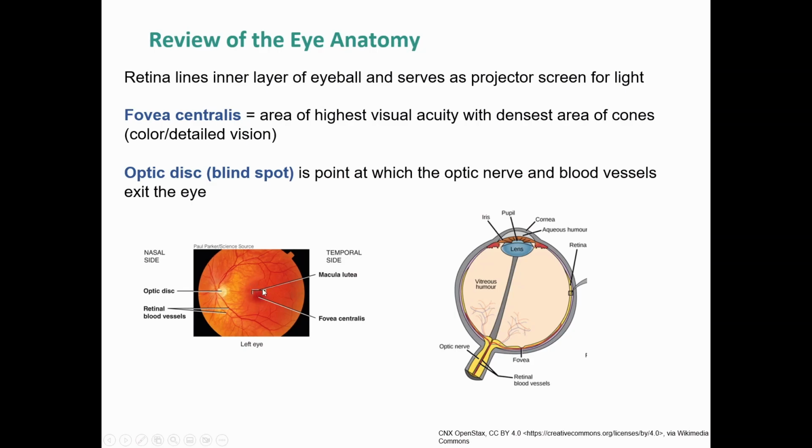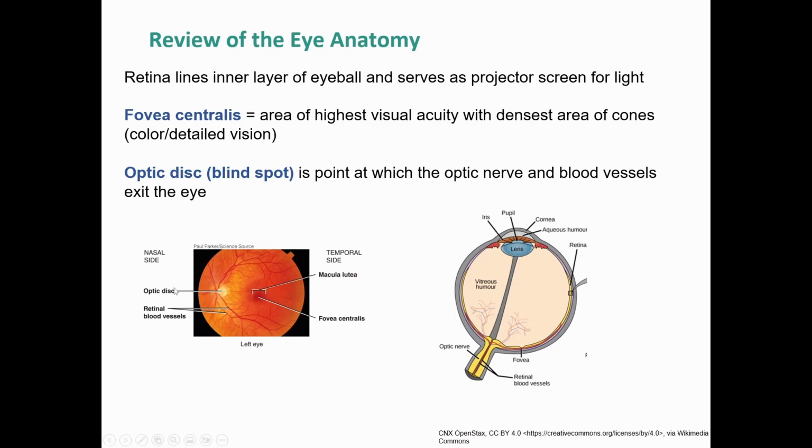The central point is also called the macula lutea. But the fovea centralis is the piece that we really care about because this is where we have a lot of cones, and cones are good for color vision as well as detailed vision, right? Getting that crispness in your vision. So the highest visual acuity, basically this is the point where your vision is going to be the clearest, and so this is why we want to focus light on this single point.